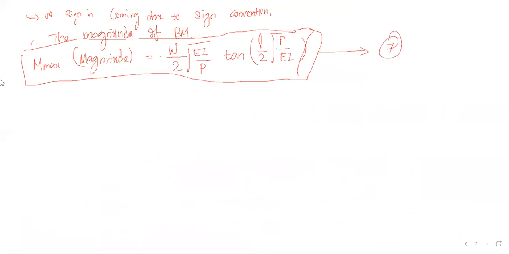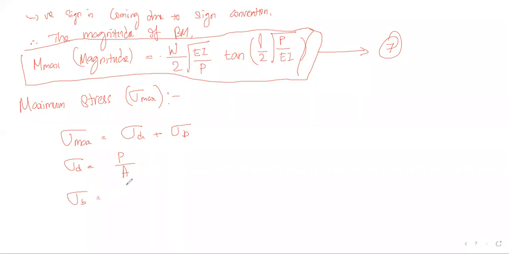Okay, next, maximum stress, sigma max. So we all know that sigma max is equal to sigma direct plus sigma bending. So sigma direct becomes load by area. Sigma B becomes M by, that is by using theory of simple bending formula, M by I is equal to sigma by Y. Therefore, sigma is equal to M into Y by I. So I, we are going to take it as A K square.